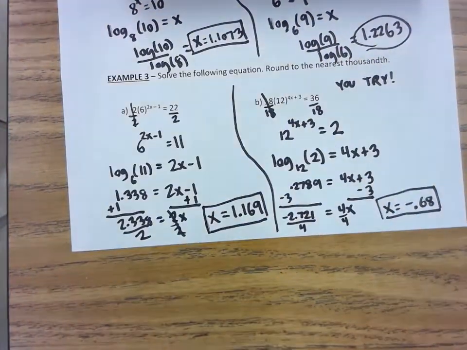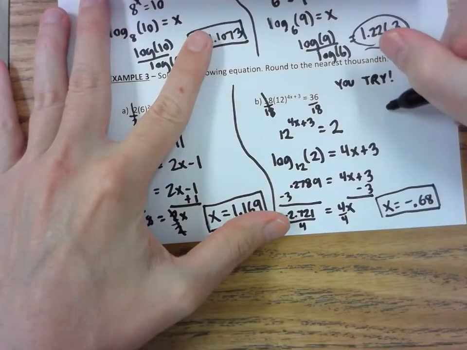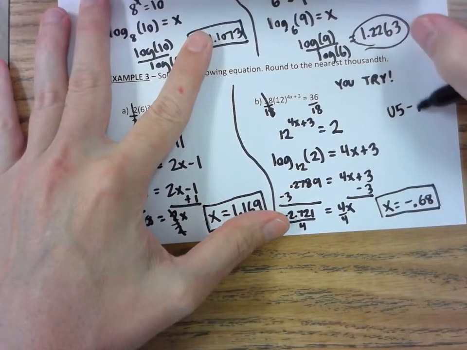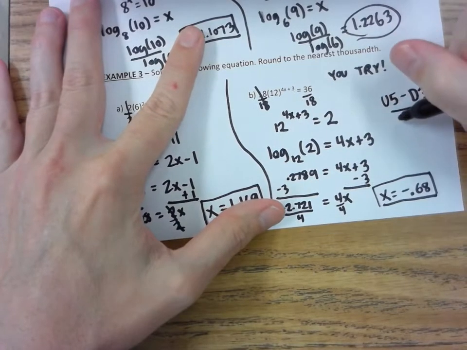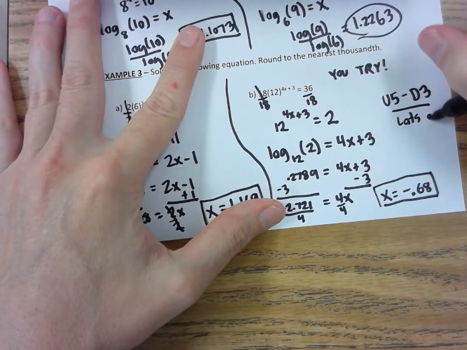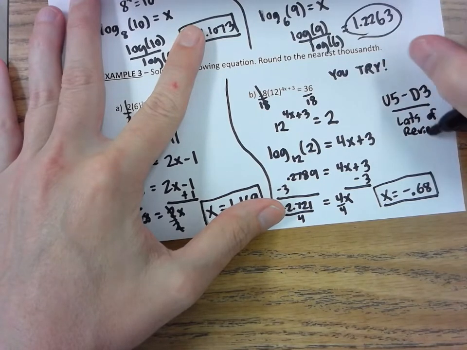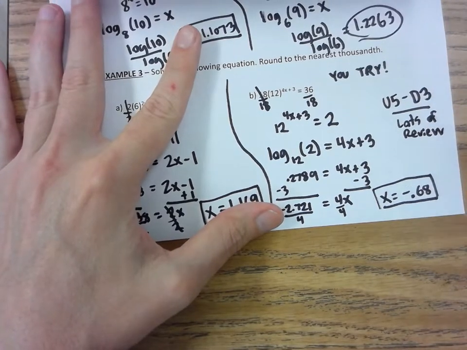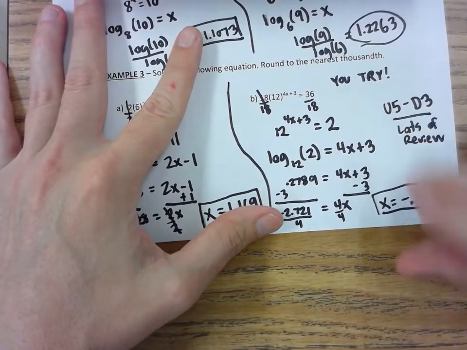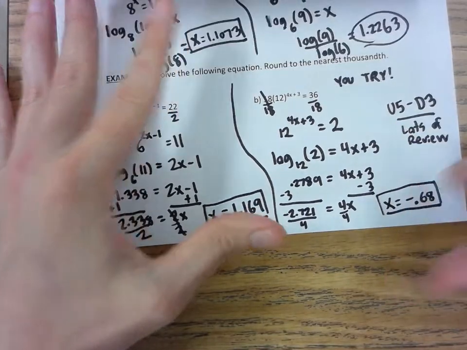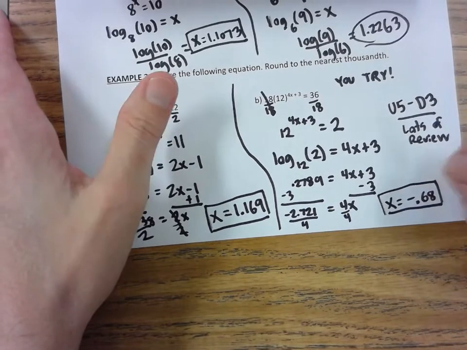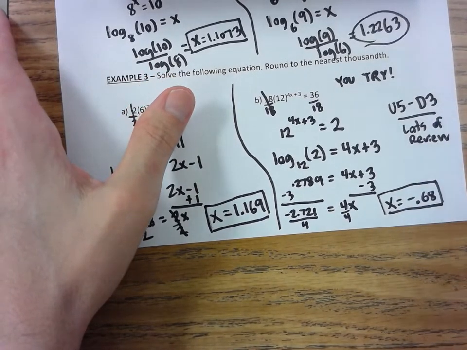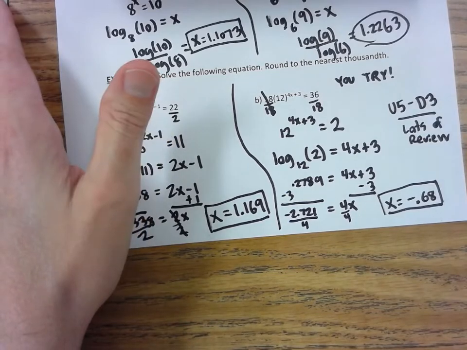All right, so now you have enough information to be able to do the U5 D3 assignment. Now, on this assignment, there's going to be lots of review. So you're going to see problems from D1, D2, D3 pop up before you get a chance to do these. So make sure you work on this. I'll go over questions tomorrow. If you have any questions, work them out, ask a neighbor, and we'll go over what we need to go over tomorrow.